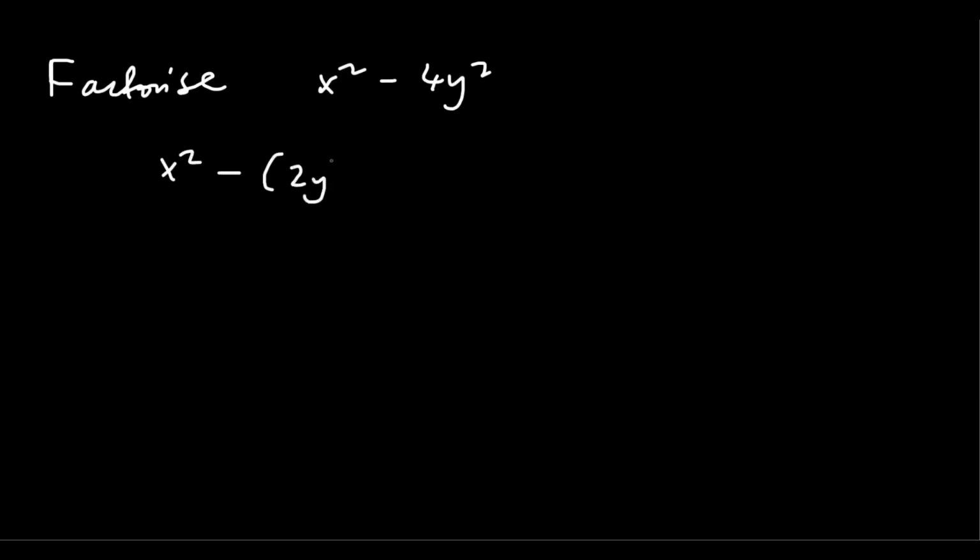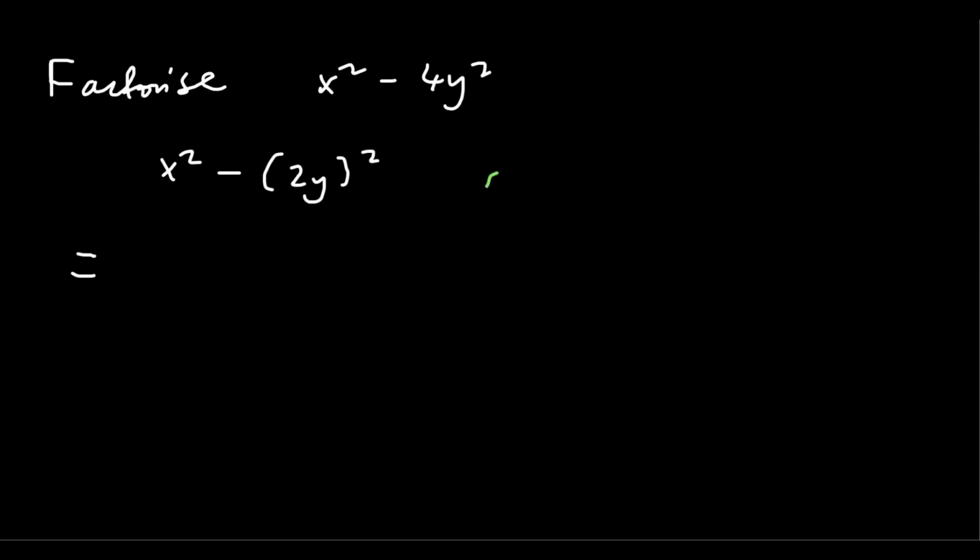So let's try applying this to a few questions. For example, factorize x squared minus 4y squared. So we start by writing each term as a square term. This one's already a square, and then 4y squared is actually 2y all squared. And then we would just go ahead and apply the difference of squares factorization.